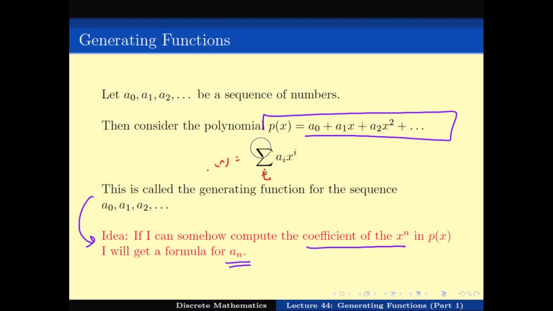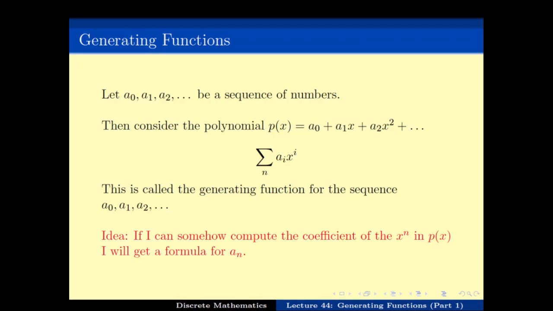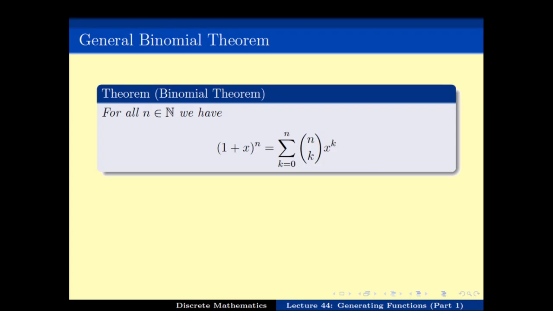In this video, we will take a small detour to see what we call a generalized binomial theorem. We will need it for what we will do next class. So let's start with the binomial theorem. We have done it during the time of counting, and we have basically the statement that for all n, we have (1 plus x) power n equals the sum over k equals 0 to n of n choose k, x power k.